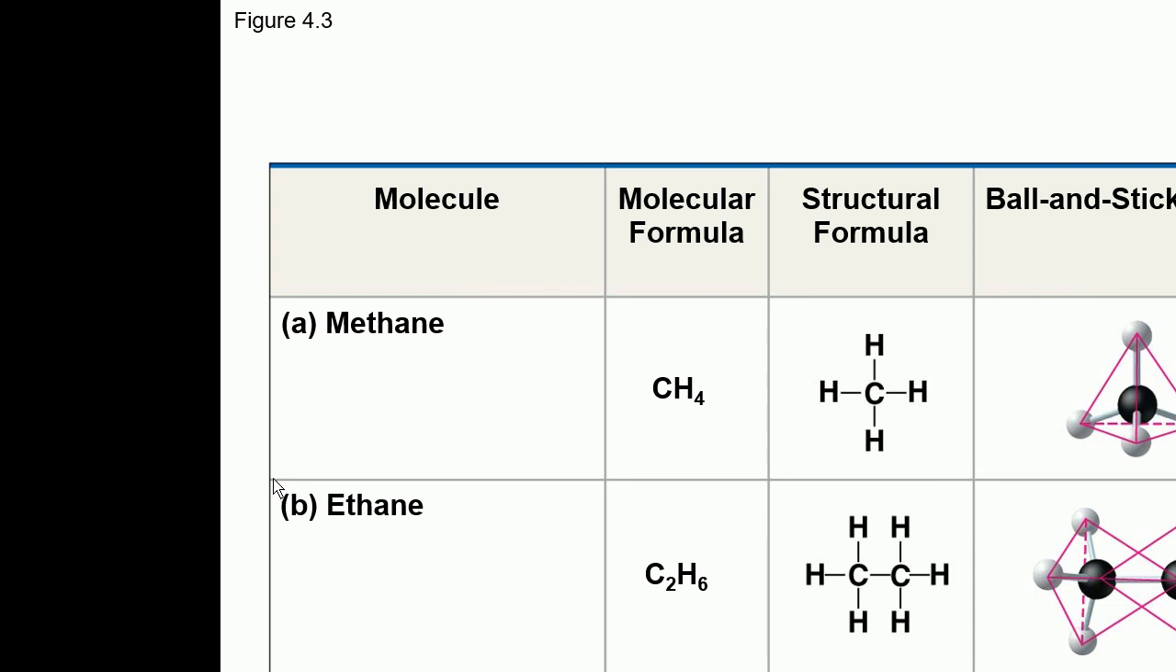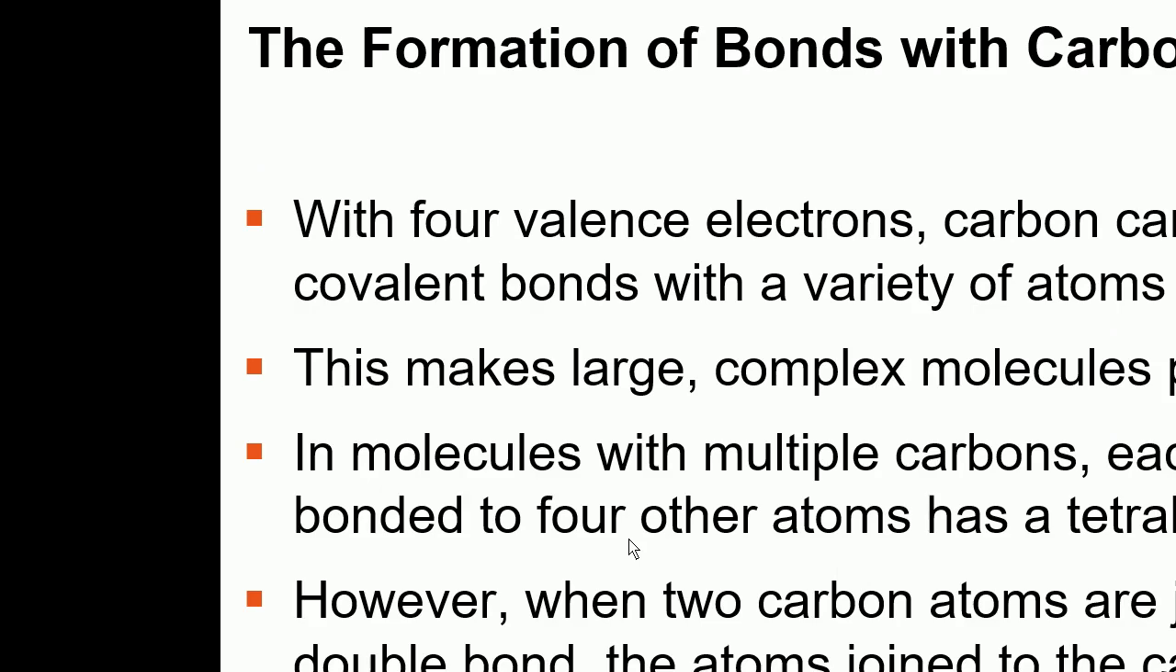And this is ethene. In ethene, two carbons are linked to each other by a double bond, and then each carbon is linked with two hydrogens. So in molecules with multiple carbons, each carbon bonded to four other atoms has a tetrahedral shape.